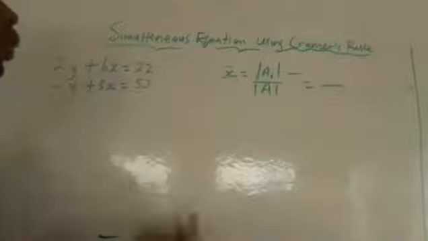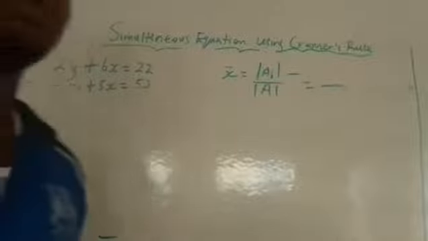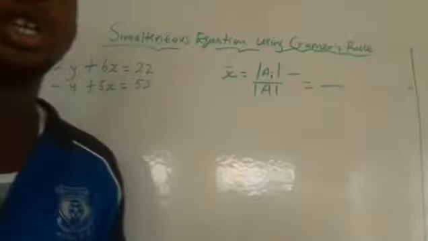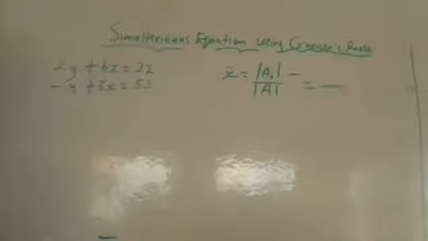In this video, we are going to be looking at simultaneous equations using Cramer's rule. For simultaneous equations, we can use the elimination method to solve it. We can use the substitution method to solve it. We can also use Cramer's rule. Let's use Cramer's rule now to solve the simultaneous equation.